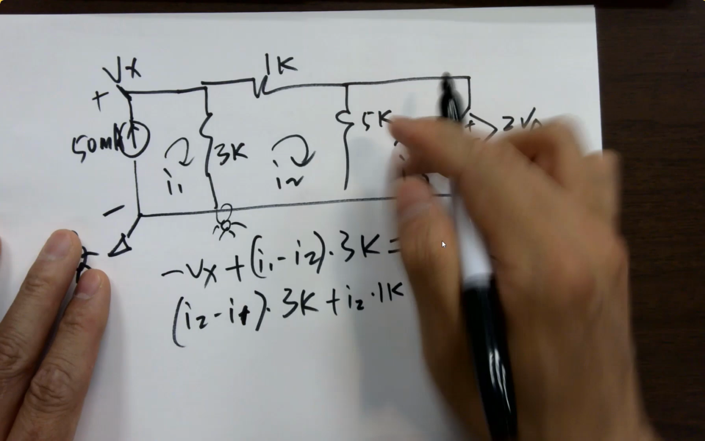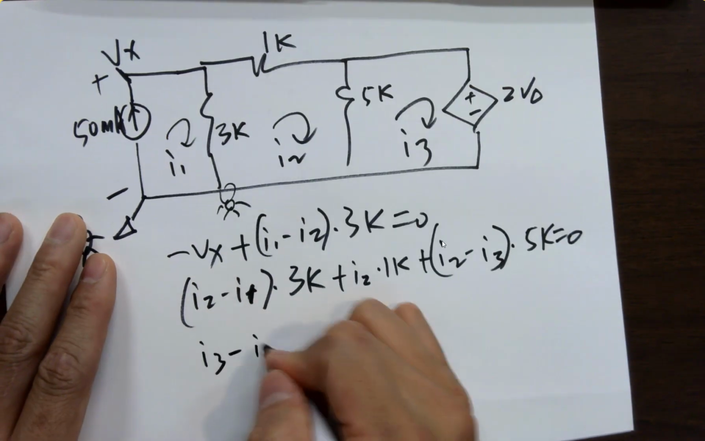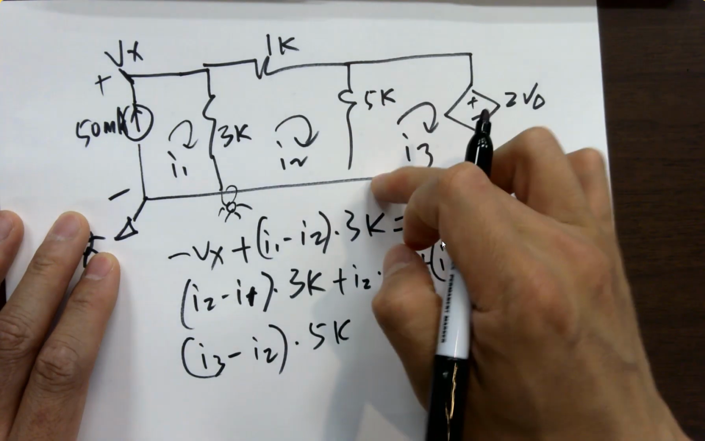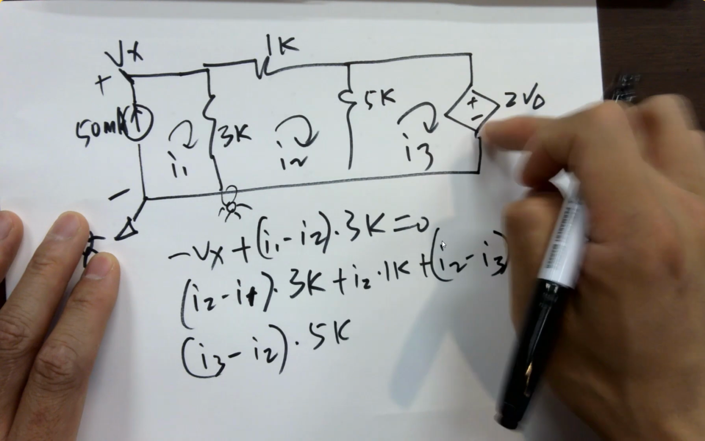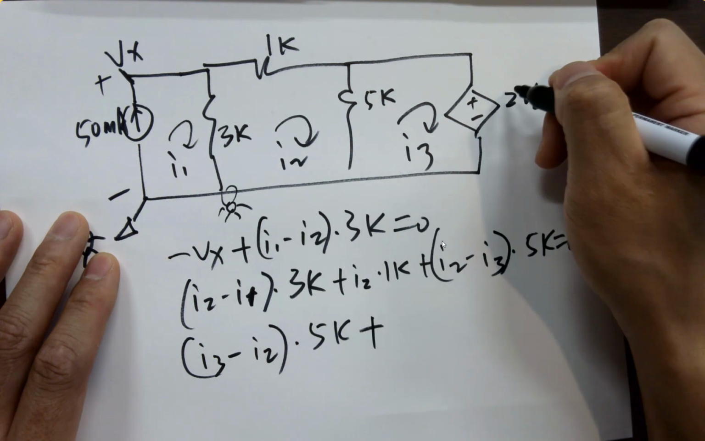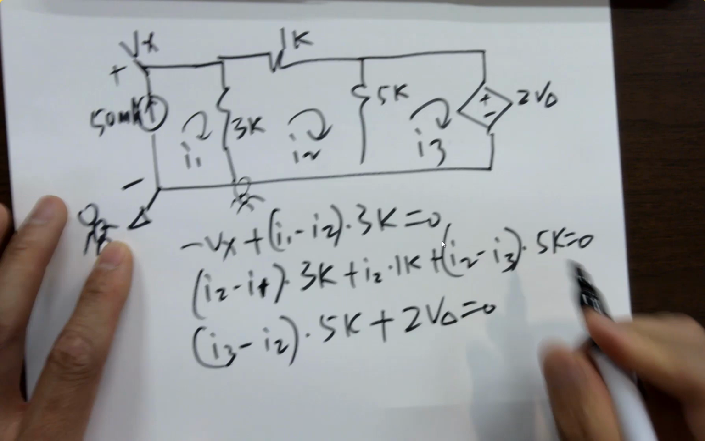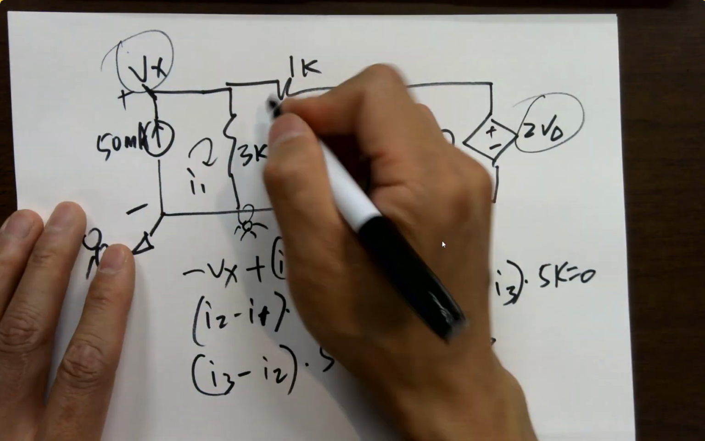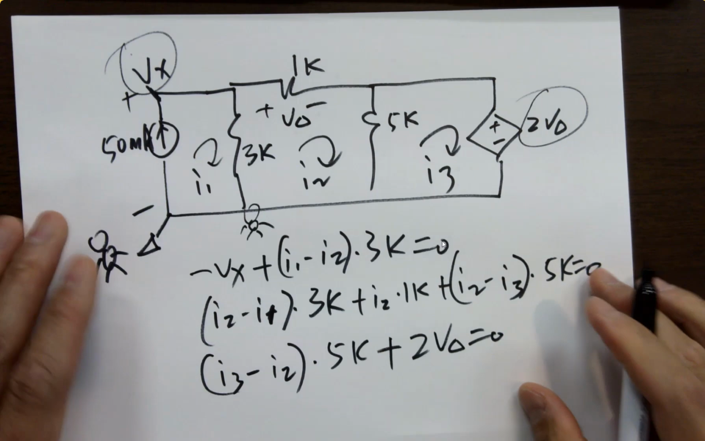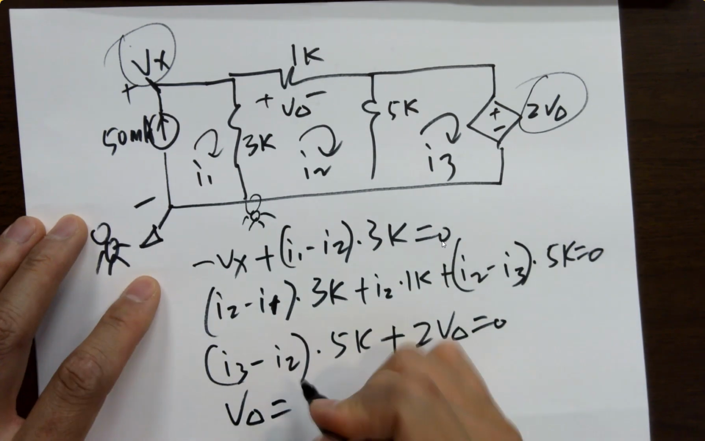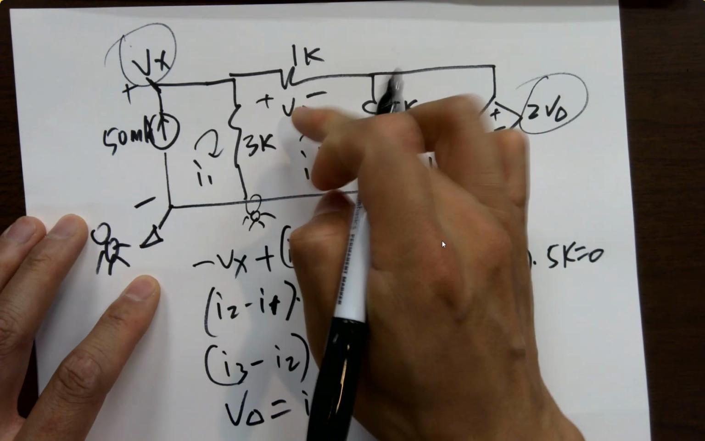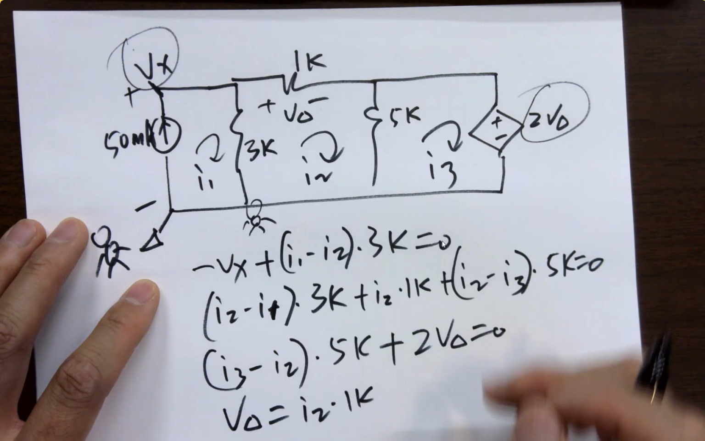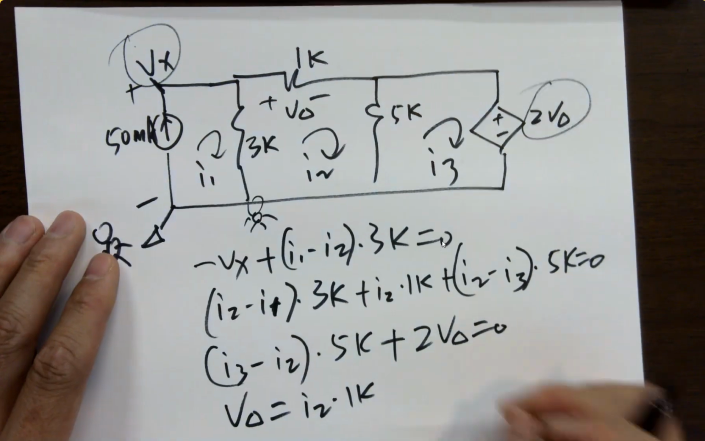Here, I3 minus I2 times 5K will be the voltage here from bottom to top. And then going down here, giving you plus 2V delta equals 0. Now I have more variables, Vx and V delta. So V delta is the voltage here, it's given. So V delta is I2 times 1K. Here's I2. It's not shared with any other circuits, so it's going to be I2 flowing through it.